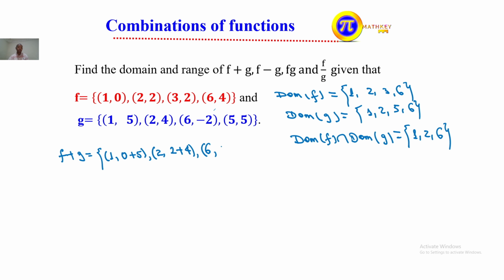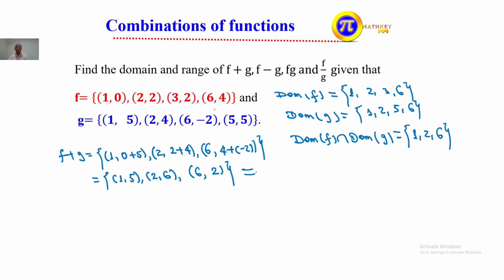When we take the sum of their ranges, which is equal to 4 plus negative 2. Then we take this set. What is the result? The result becomes 1 with 5, since 0 plus 5 is 5. Here we have 2 with 6, since 2 plus 4 is 6. Next one, here we have 6 with 4 minus 2, that is 2.